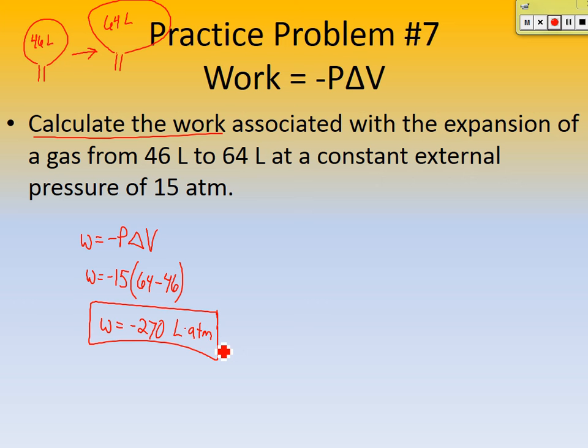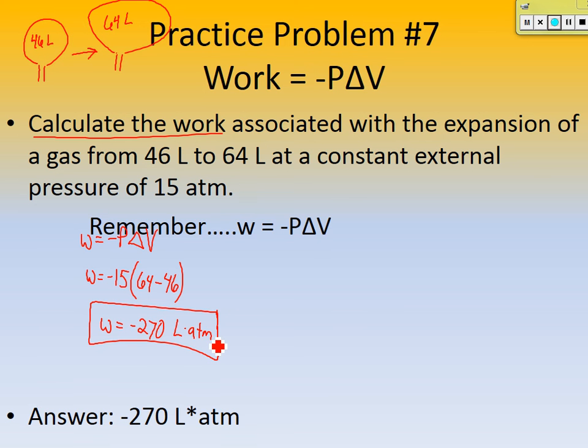So let's go back. I said that all energy measurements have three parts. They have a sign. If it's negative, is work being done on the system or on the surroundings? On the surroundings. So it's leaving the system, it's going to the surroundings. And it has a number, which tells us the magnitude, 270. And it's got to have a unit, liter atmospheres. So there's the three parts. Hey, good job. Minus 270 liter atmospheres. Very good.